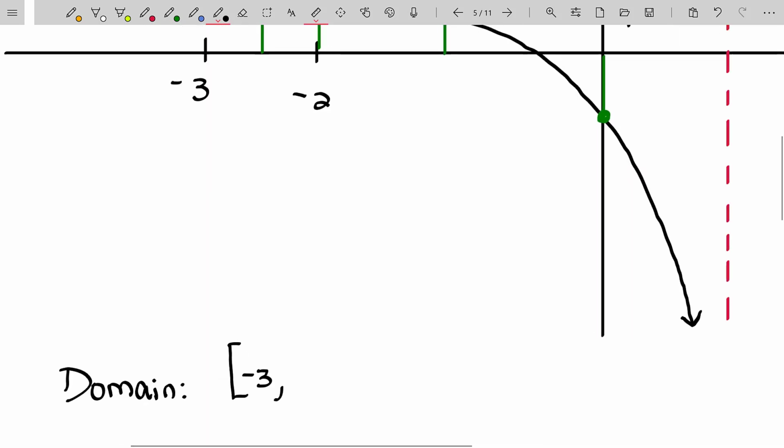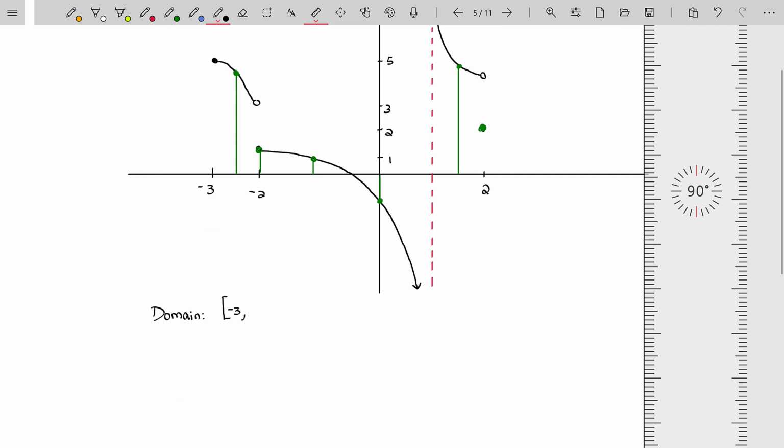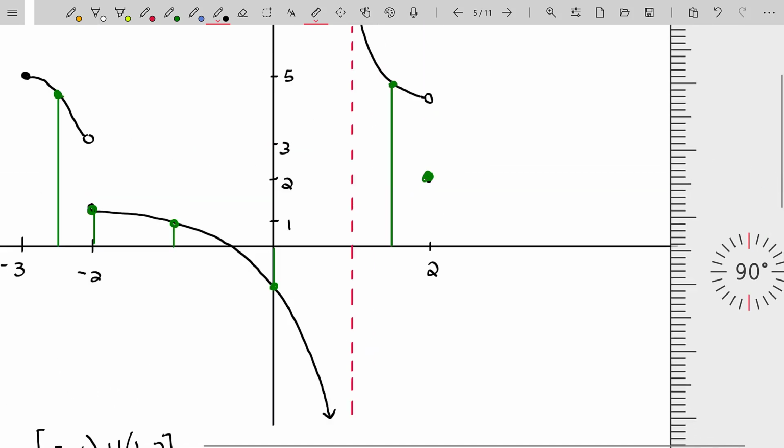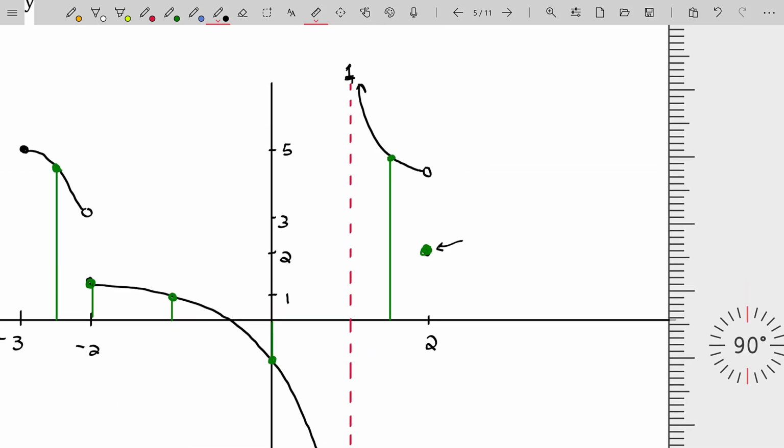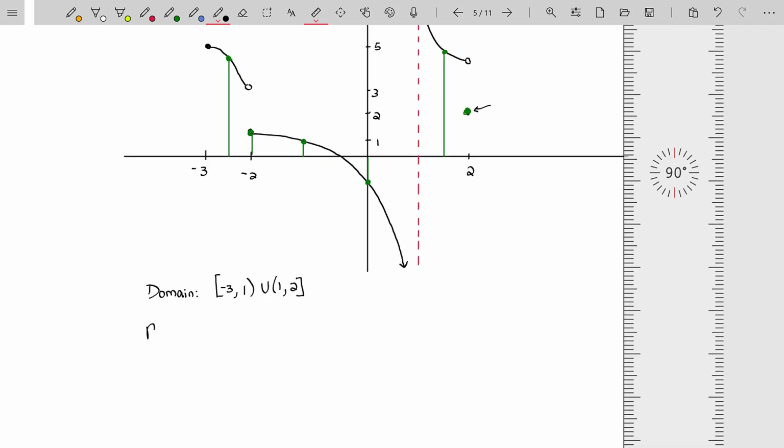I can include -3 in my domain because I can plug it in, but I cannot include the x value of 1. And I skip over that 1 and start on the other side, and I can plug in any x value between 1 and 2, including 2, by the way, because when I plug in x equals 2, it leads to that height right there. Now let's talk about the range.